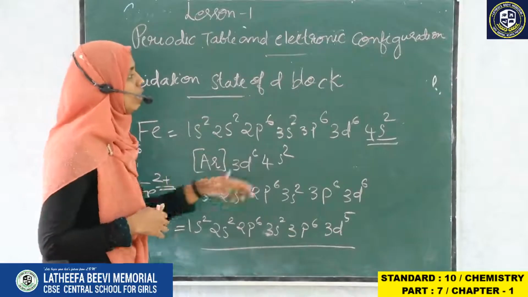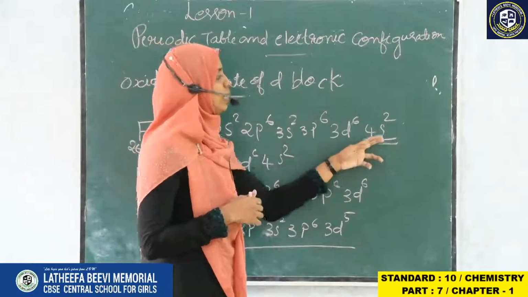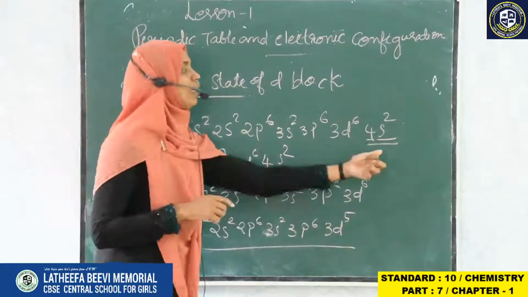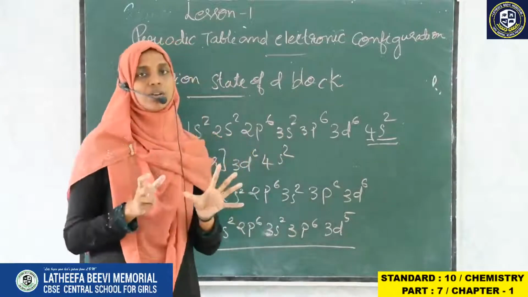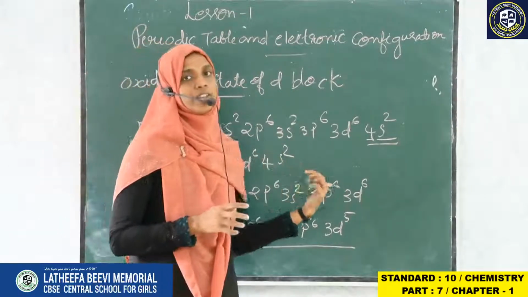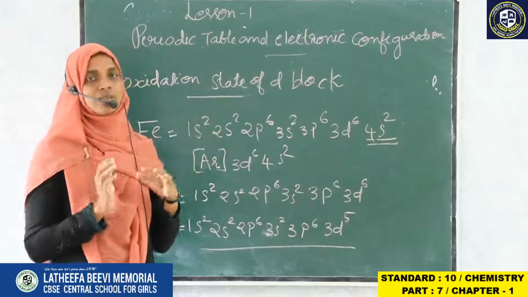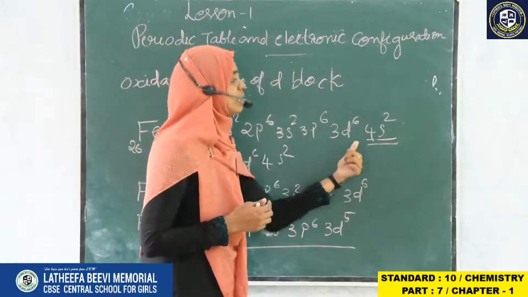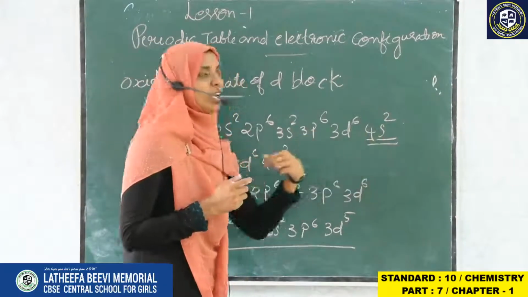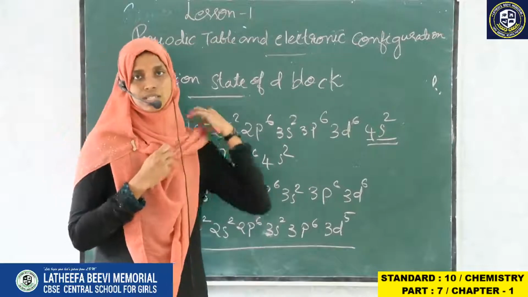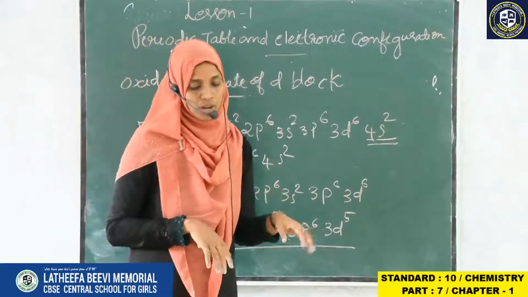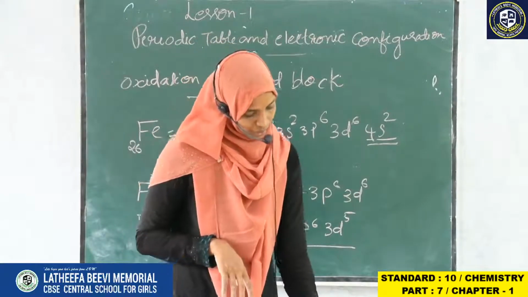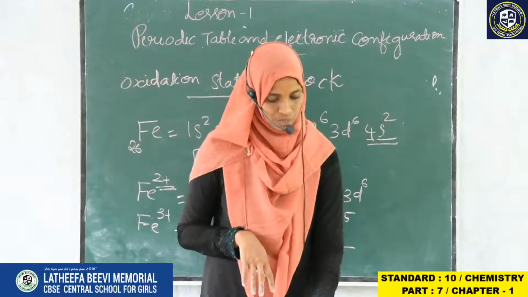The reason is that the energy difference between the s and d subshells is very small, hence they show different oxidation states. That is the reason why the d block elements show different oxidation states: there is a small energy difference between the s and d subshells.